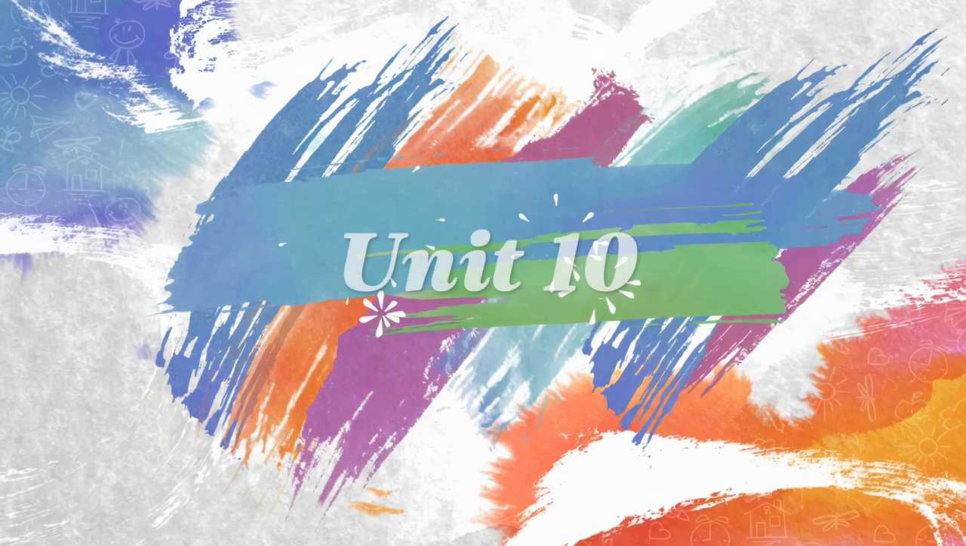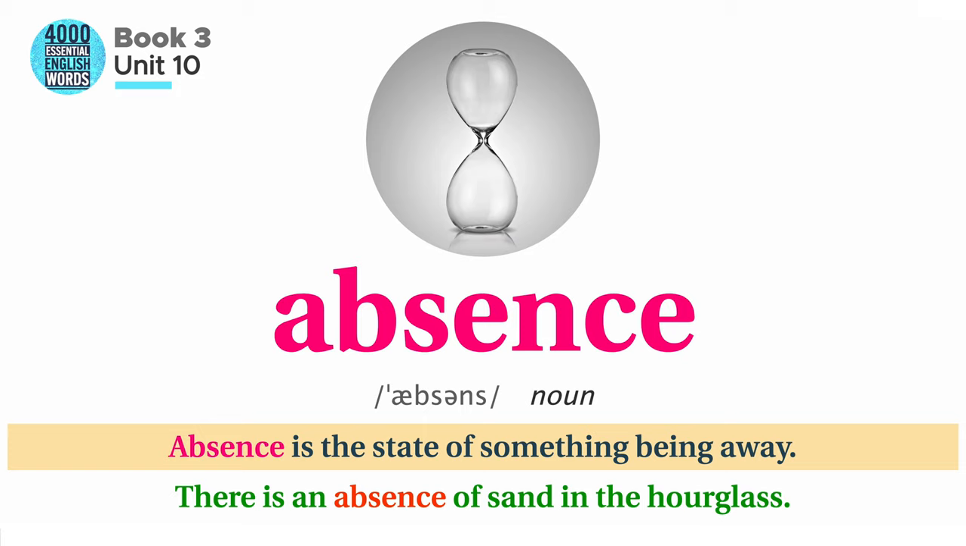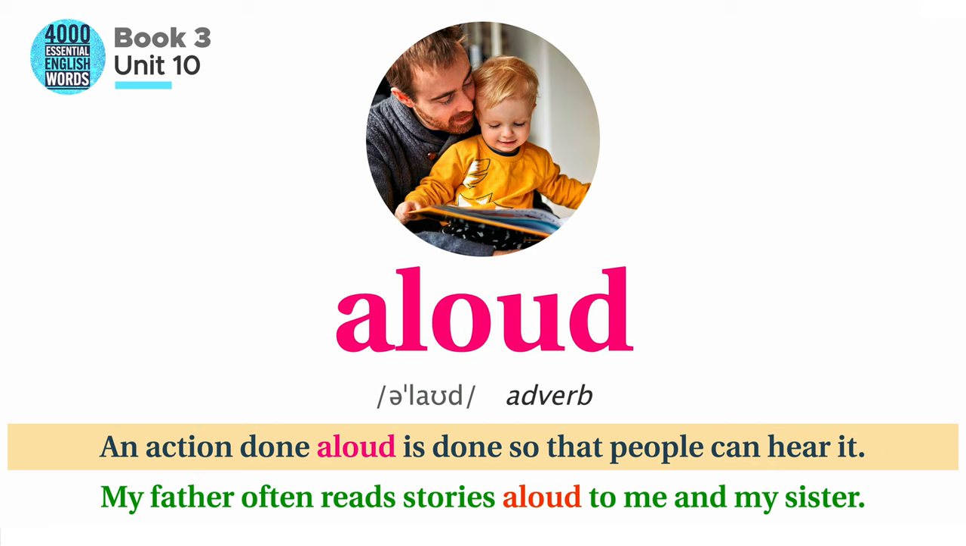Unit 10. Word list. Absence. Absence is the state of something being away. There is an absence of sand in the hourglass. Aloud. An action done aloud is done so that people can hear it. My father often reads stories aloud to me and my sister.